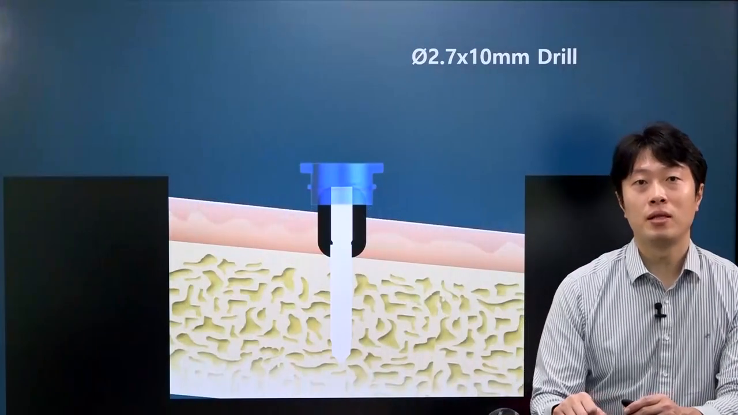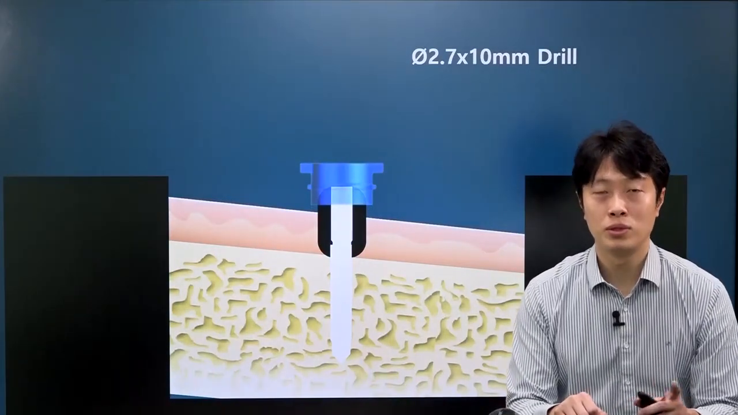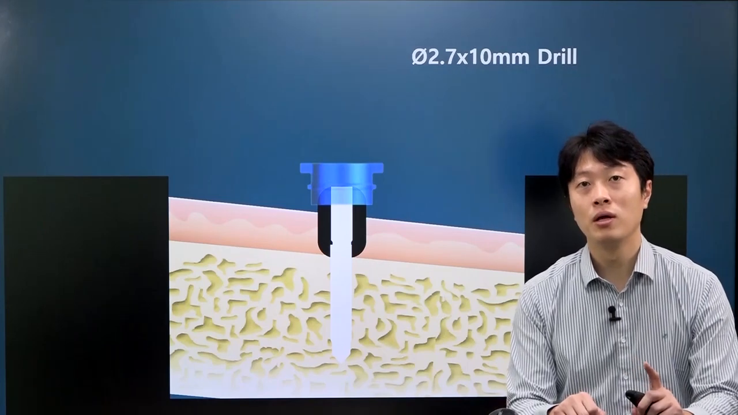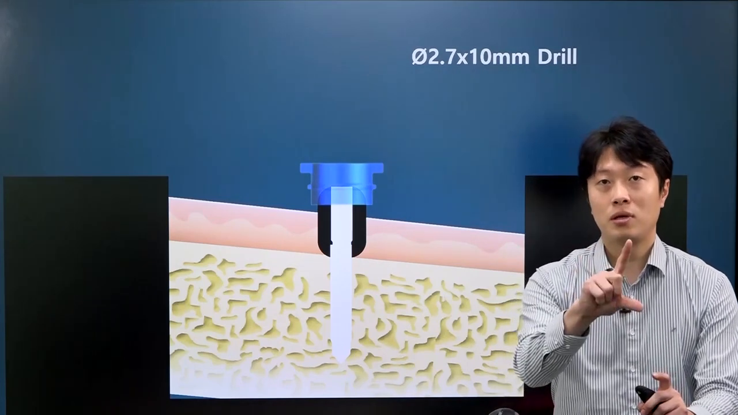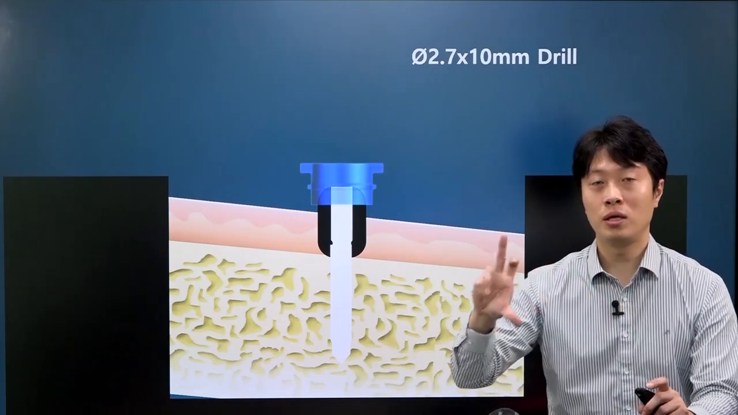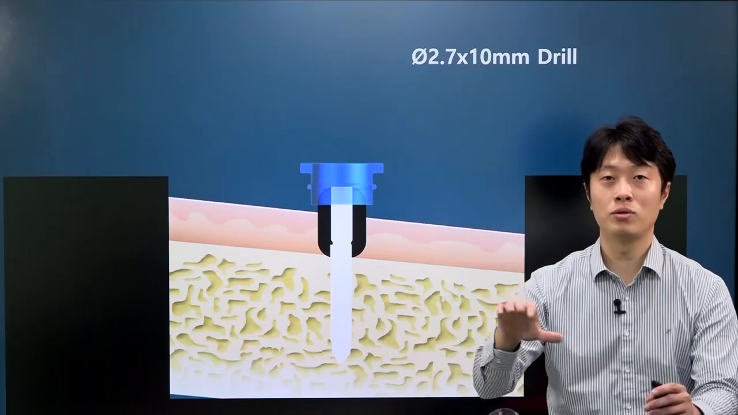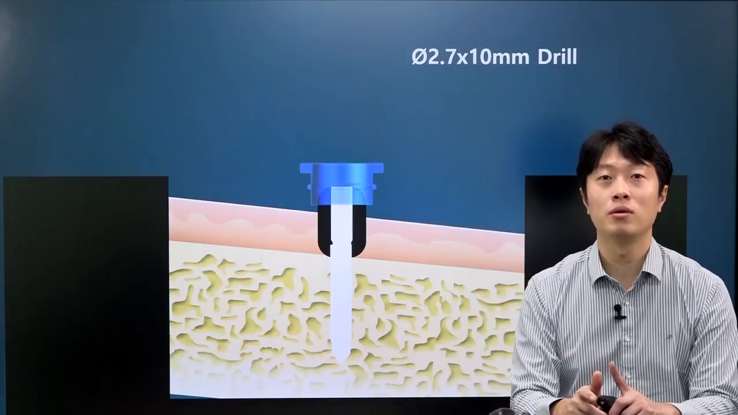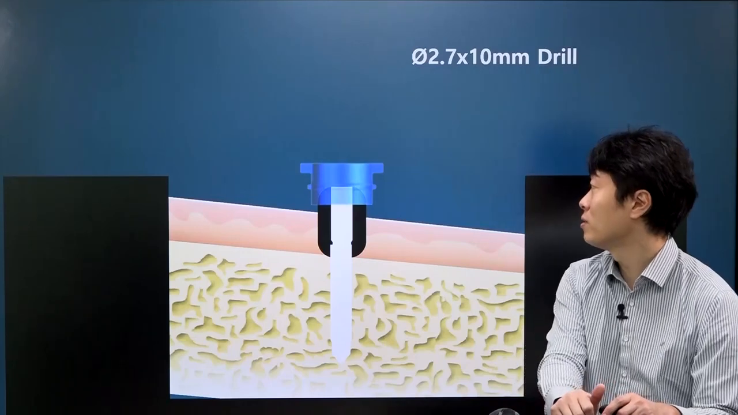The following is what we call incremental drilling. It means to drill incrementally. I said earlier that you can improve precision if you drill with a short drill first and then drill with a long drill. Let me explain why.